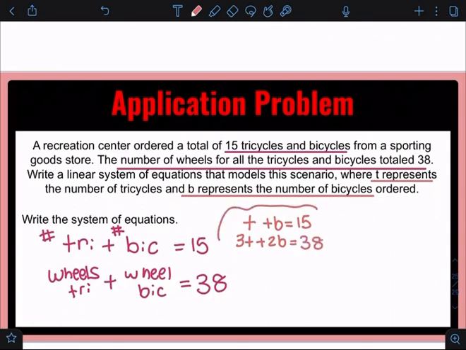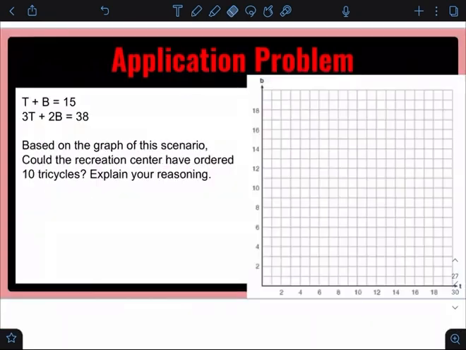And that would be our system. Now, to solve this, tomorrow we will learn how to do it algebraically, but if you wanted to do it today. Alright, so now we're going to do an application problem.